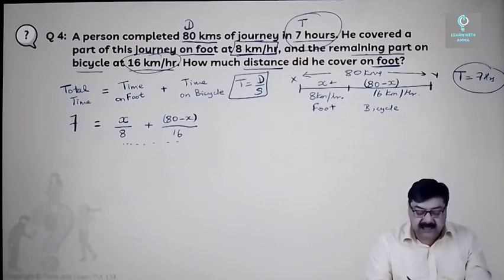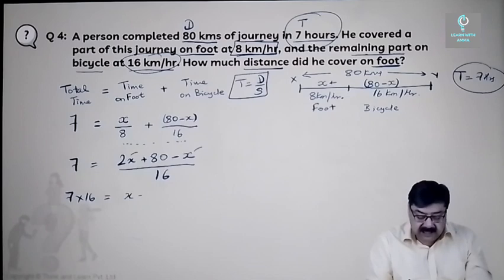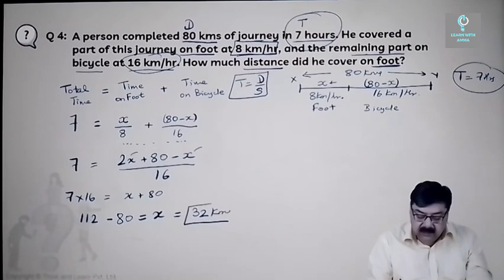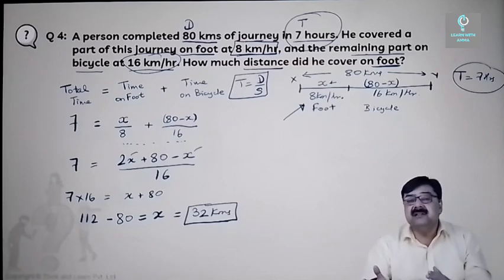So 8 and 16, the LCM is 16 only. So 7 here equals 2x plus 80 minus x by 16. So now 7 into 16 equals 2x minus x is x. So that is x plus 80. That's what remains on the RHS. So 16 into 7 is 112 and minus 80 shall give us x, which is nothing but 32 kilometers. So the person covers 32 kilometers on foot and the remaining distance, that is 48 kilometers, he covers on bicycle. Then the total time taken here becomes 7 hours.